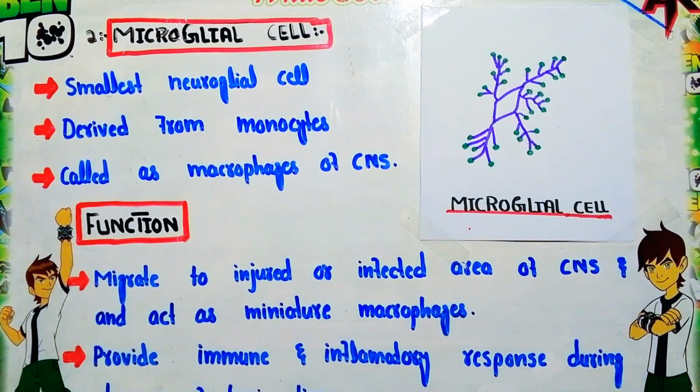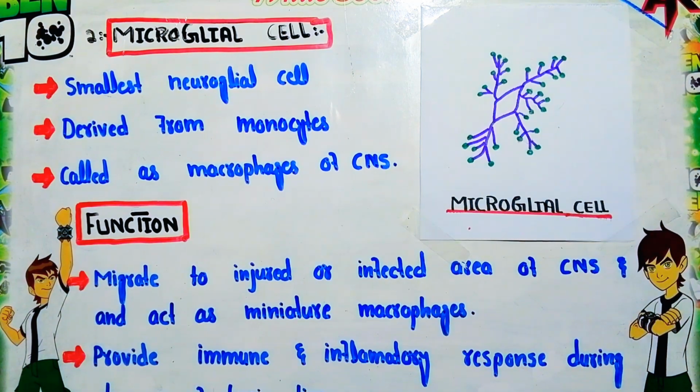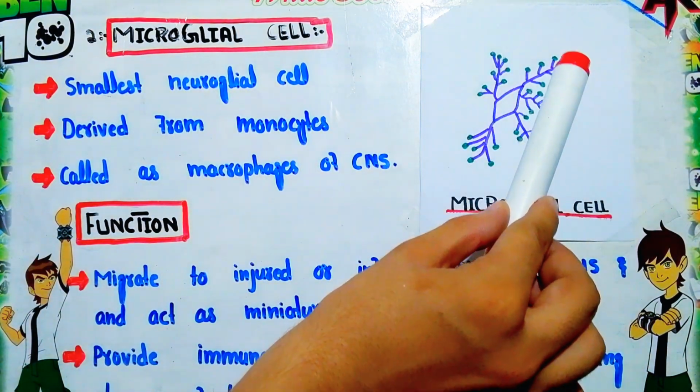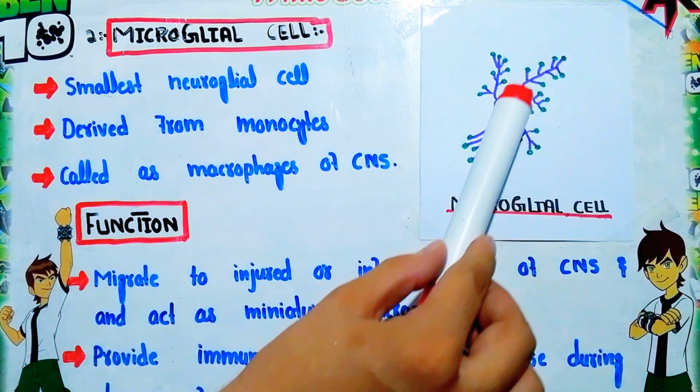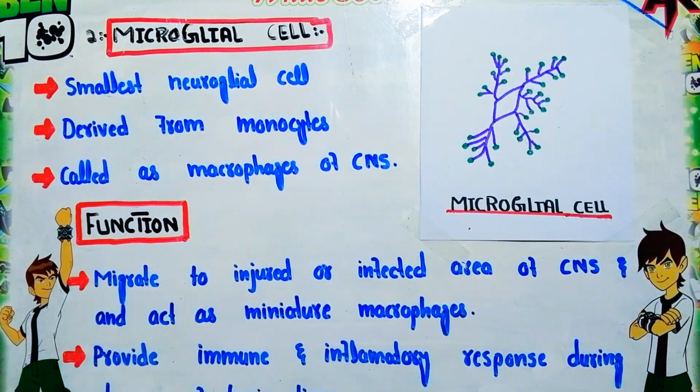All of these 3 points are very important from the MCQ point of view. So this is the structural representation of the microglial cell. This is the main body of the microglial cell, while these are the complex processes arising from the main body.